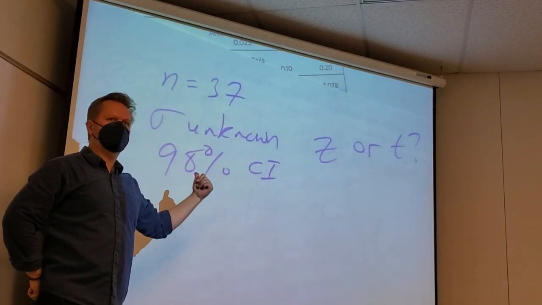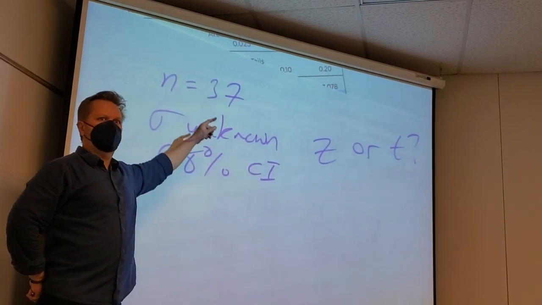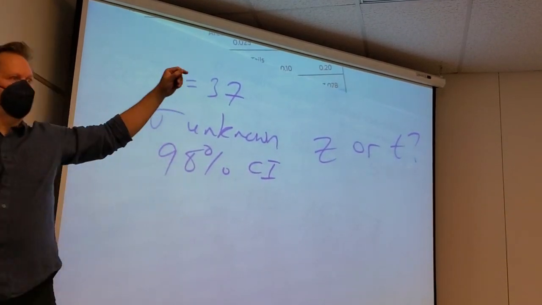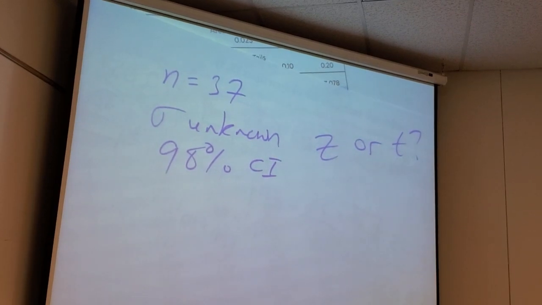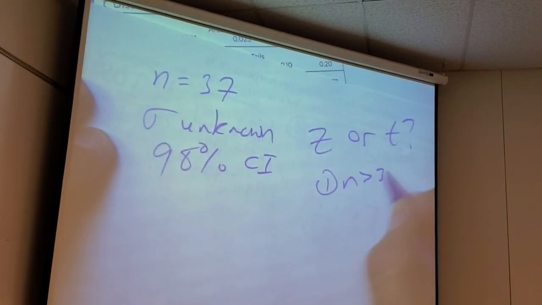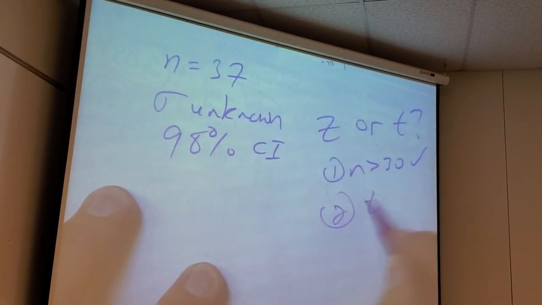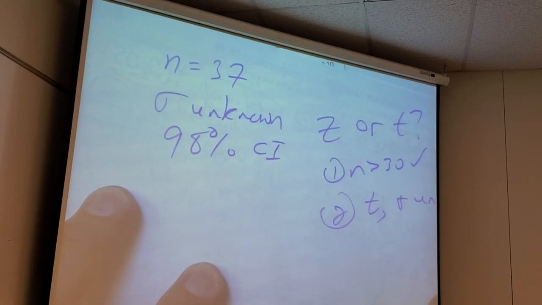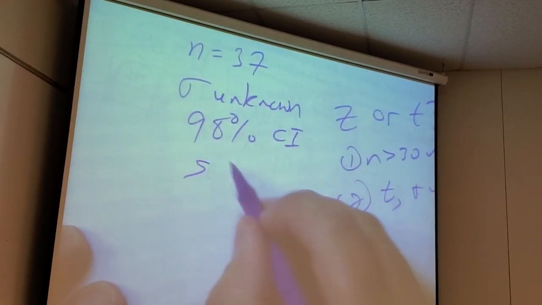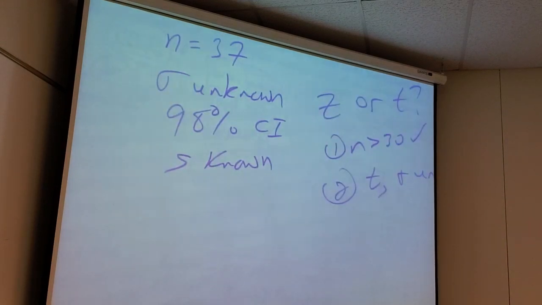Why would I know the sample means would be normal? N is bigger than 30. I love it. So Z or T: one, N is bigger than 30, so it's normal enough and I can do something. Two, I must use T because sigma is unknown. And let me be a little more specific. Let's say that we know S, some kind of standard deviation. S known. There we go.